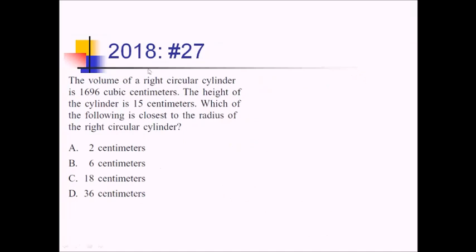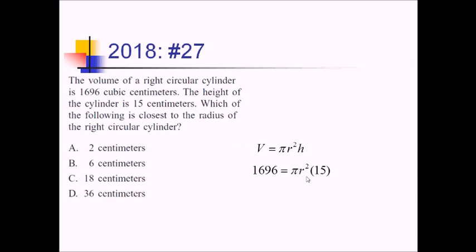For 27, the volume of a right circular cylinder is 1,696 cubic centimeters. Height is 15 centimeters. Which of the following is closest to the radius? So let's start with a volume formula. That's volume equals pi r squared times height. And they told us the volume. They said it was 1696. And the height they gave us was 15. So let's plug that in. All we have to do now is solve for r.